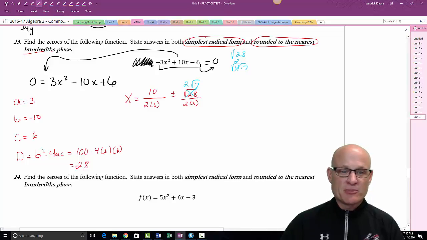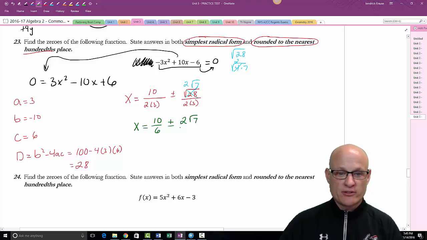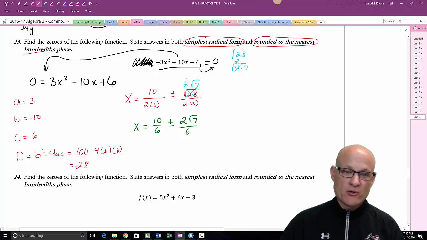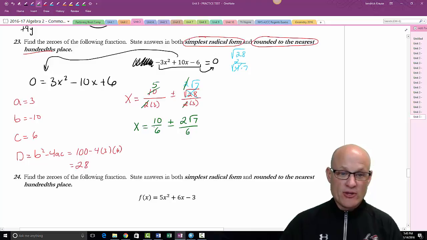So as I think about simplifying it, this is 10 over 6. So this is what I get. X equals 10 over 6 plus or minus 2 square roots of 7 over 3 over 6. Now the reason I want to put a 3 there is because I know that these are going to cancel. And I know 2 goes in here 5 times. So I know this is going to reduce to 5/3. So my answer in simplest form is 5/3 plus or minus 2 square roots of 7 over 3.